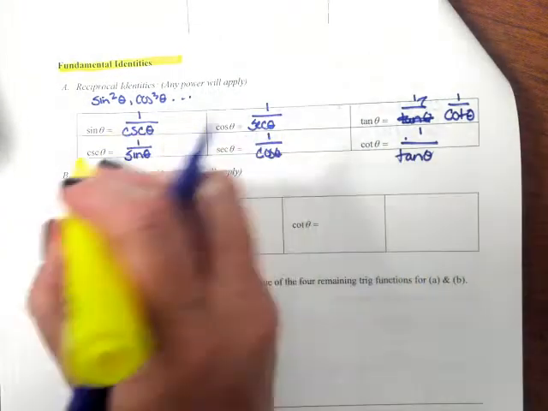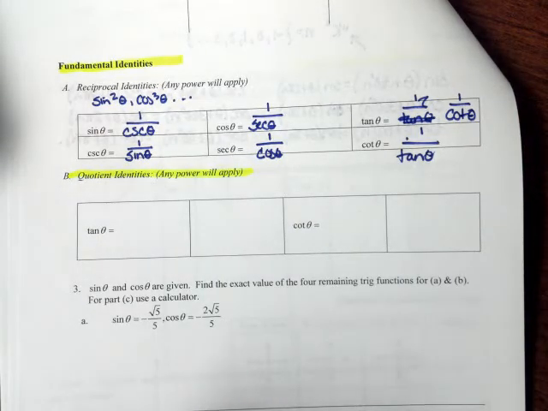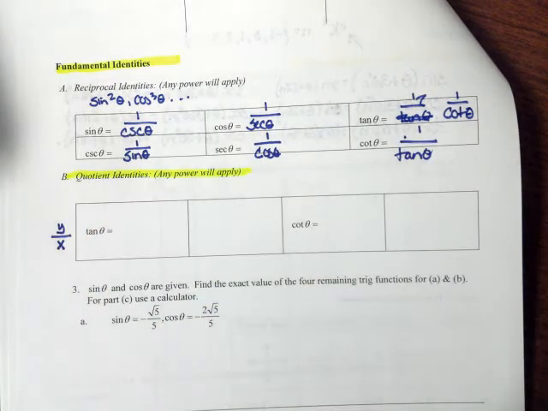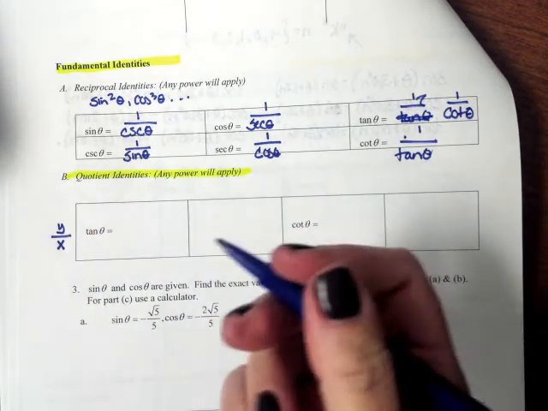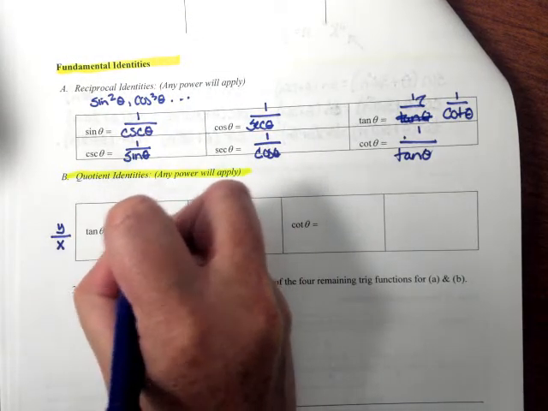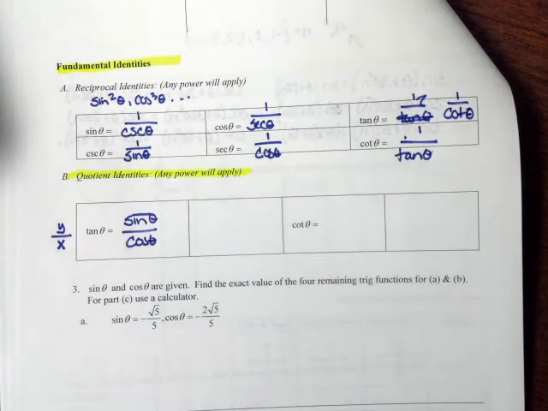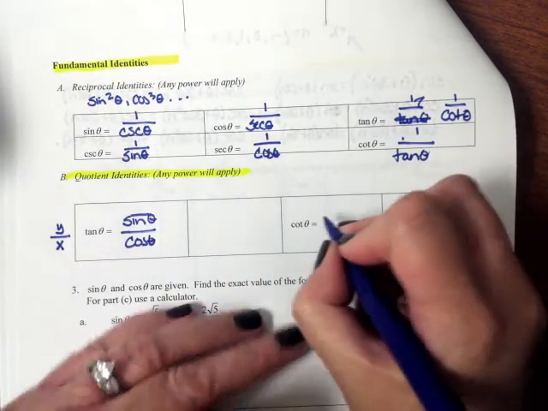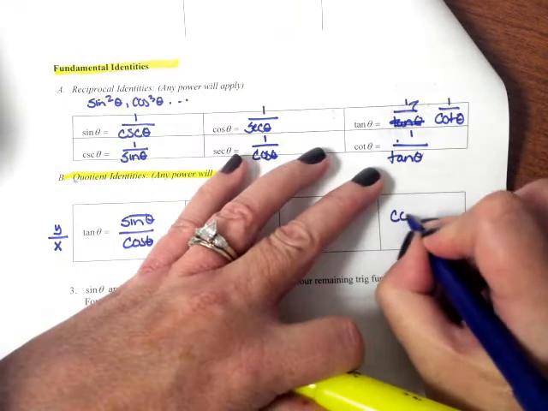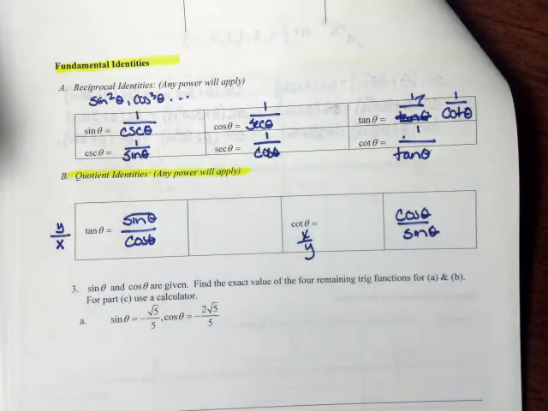Another type of identity that you really need to know is what's called the quotient identities. We talked about from the unit circle that tangent is y over x. And again, we associate the trig function sine with y. So we could say the tangent of theta is the sine of theta over the cosine of theta. Or the cotangent of theta, like I said, is x over y. So this is going to be the cosine theta over the sine theta.